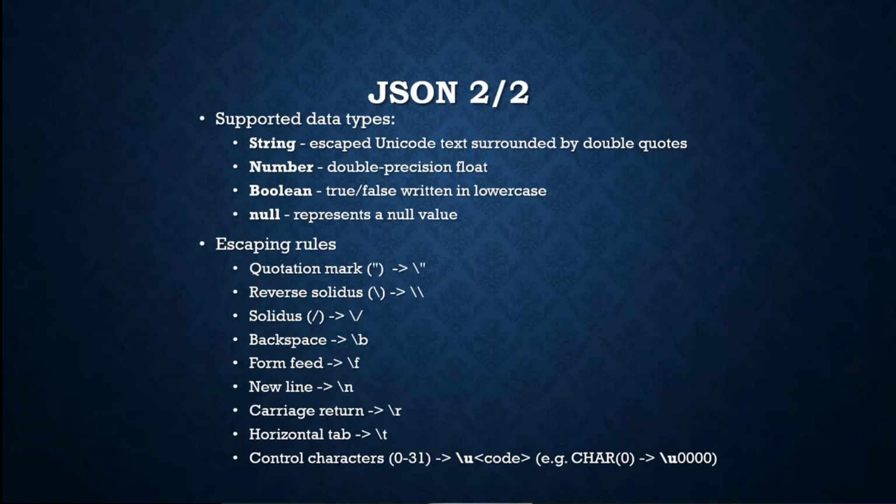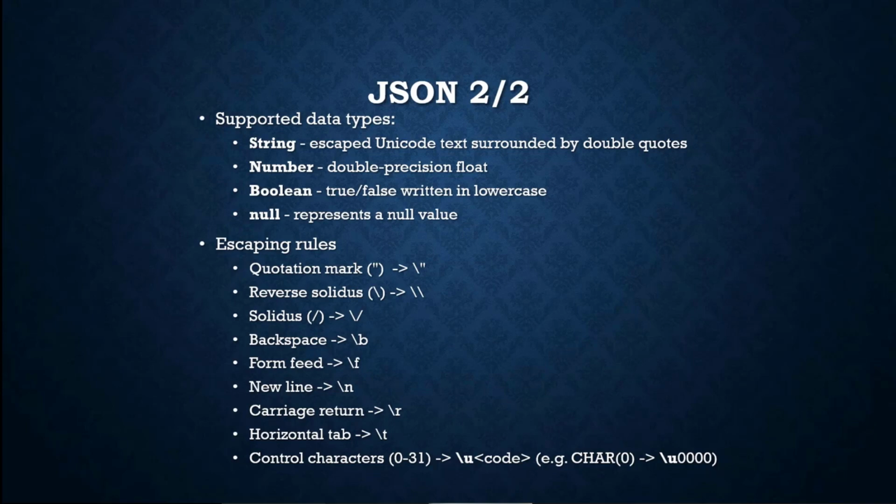So JSON supports only 3 basic data types: strings, numbers, and Boolean values, plus the null value for, of course, representing null values. And all other data types should be cast into one of these.